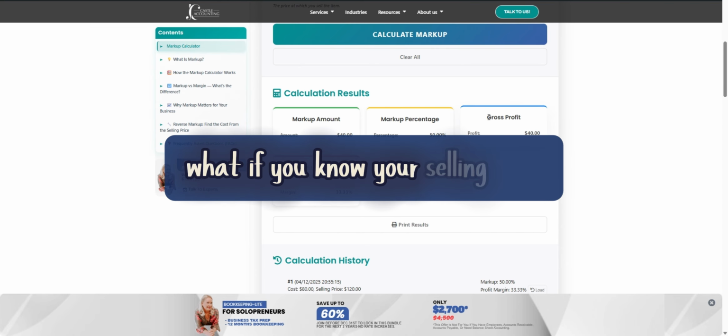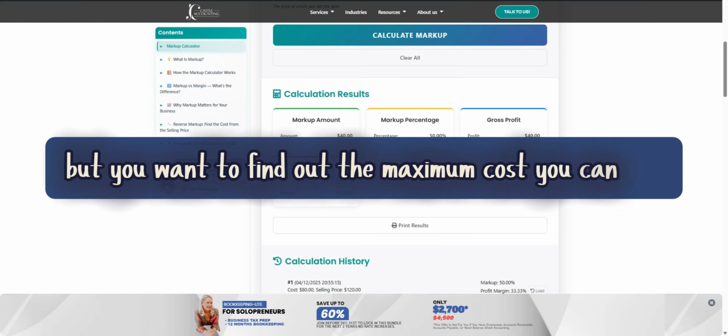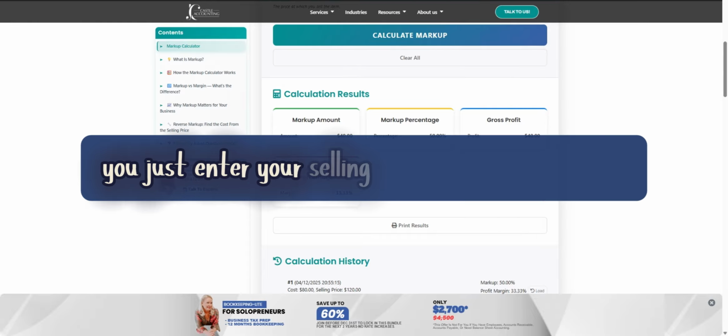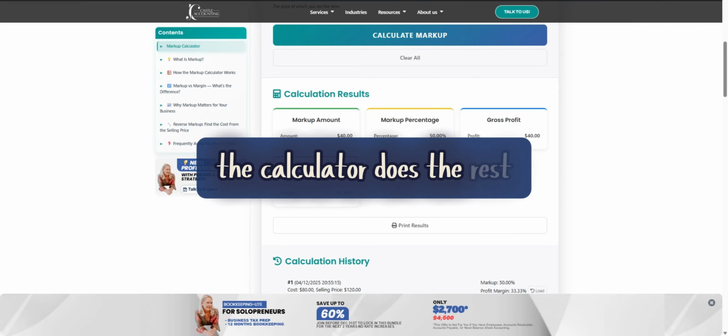What if you know your selling price, but you want to find out the maximum cost you can pay and still keep your profit? You just enter your selling price and desired margin. The calculator does the rest.